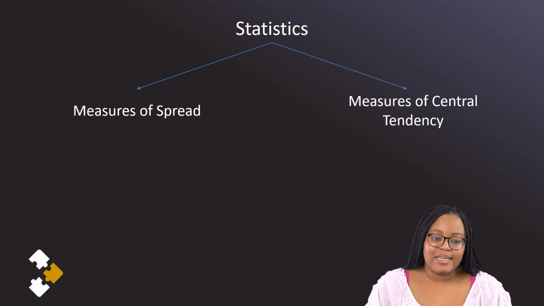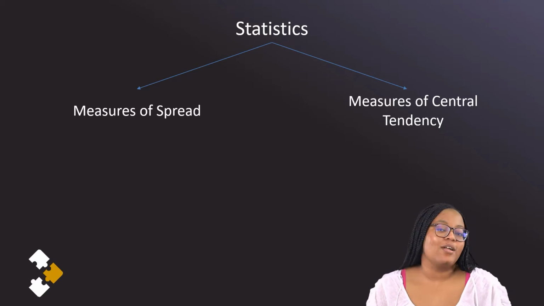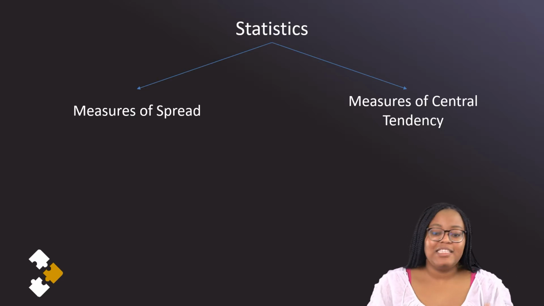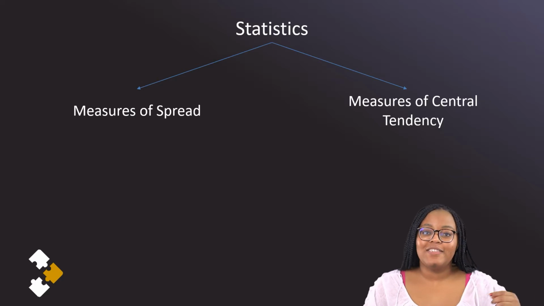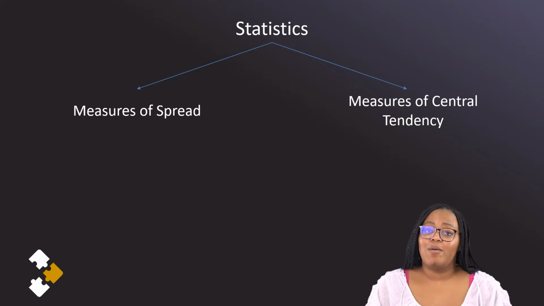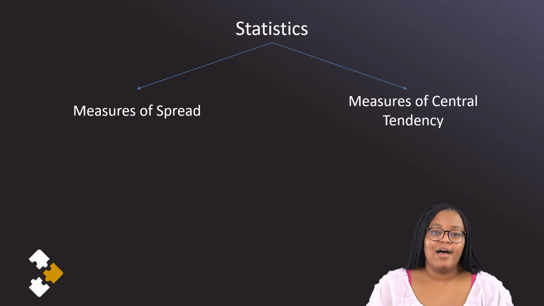An example of a measure of spread: if you have two classes, class A and class B, and both classes have an average of 60% on their maths test. In class A, you may have a top value of 60 and a low value of 20, whereas in class B, you could have a top mark of 75% and a lower mark of 50%. So in both of those classes, you have the same mean, the same middle average value, but the spread of the data differs in that you have a different higher and lower value.